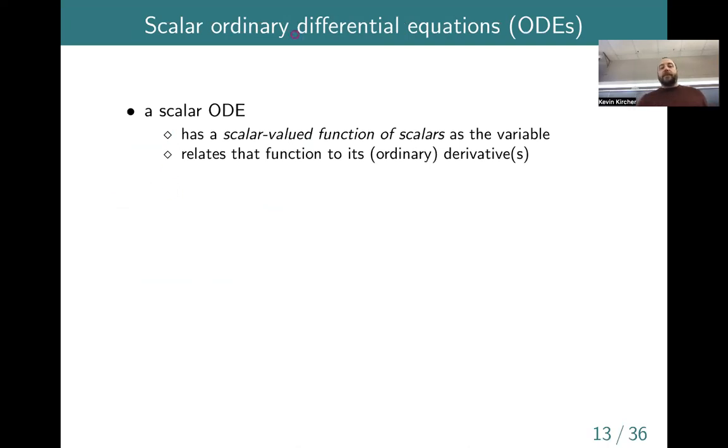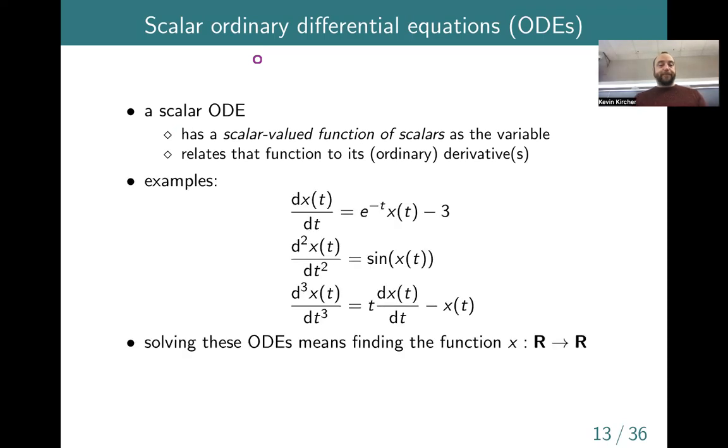So an ODE, an ordinary differential equation, has a variable that is a function, right? It's a scalar valued function of scalars. So it's a function from R to R, is another way to say that. And it relates that function to its derivatives. And because we're dealing with a function of one variable, not a function of multiple variables, the derivatives are ordinary, not partial. Right? So that's where ordinary in the term ordinary differential equation comes from.